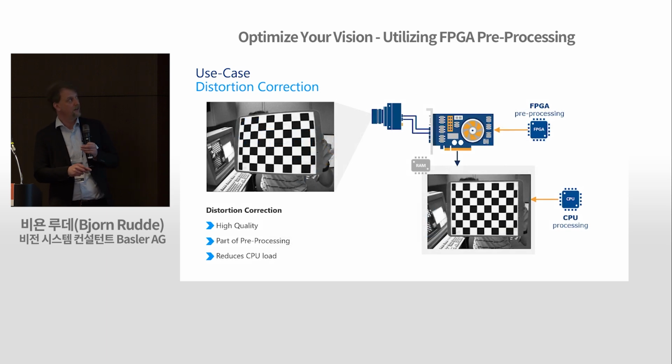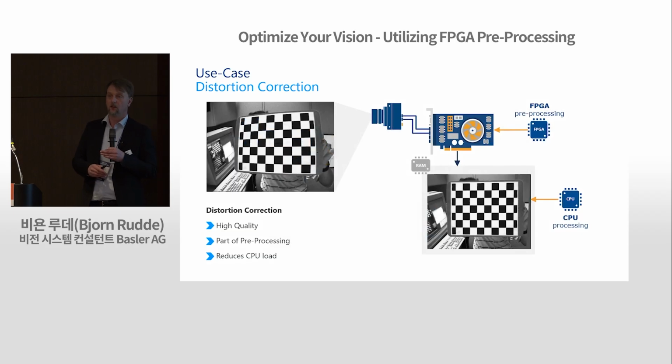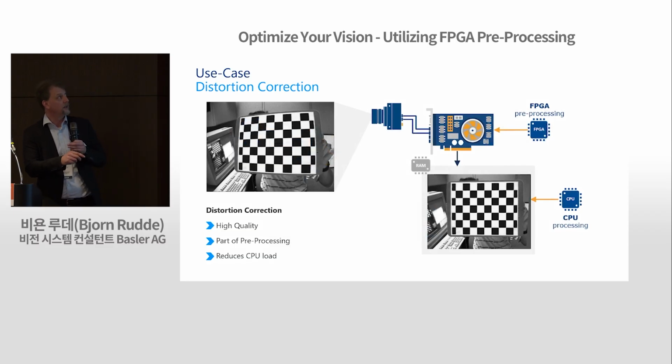The next use case is very common. It's distortion correction. Distortion correction is normally one of the pre-processing steps in a system. And this pre-processing step of doing the distortion correction or the perspective correction, later on I will also show some details on a demo we have on this at the booth.